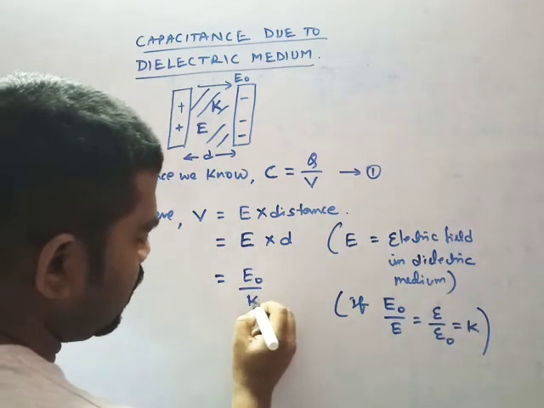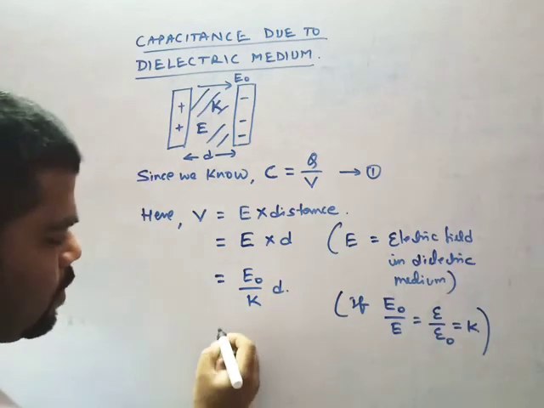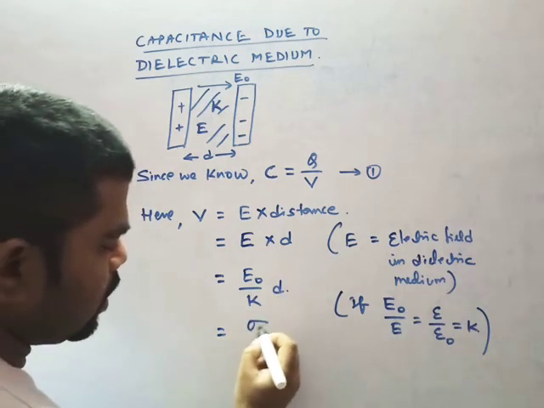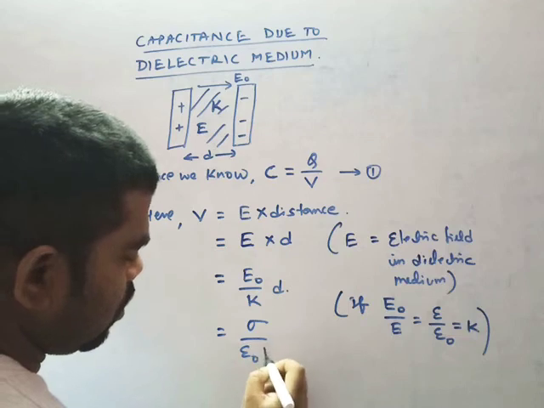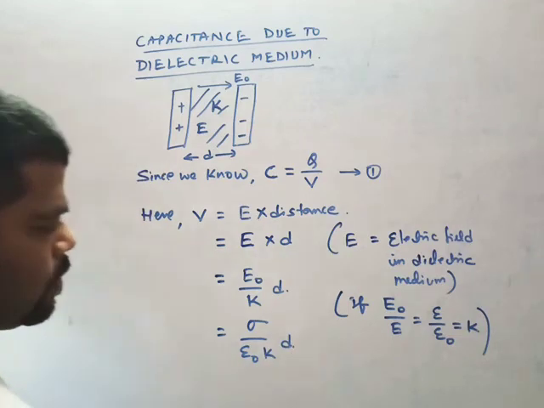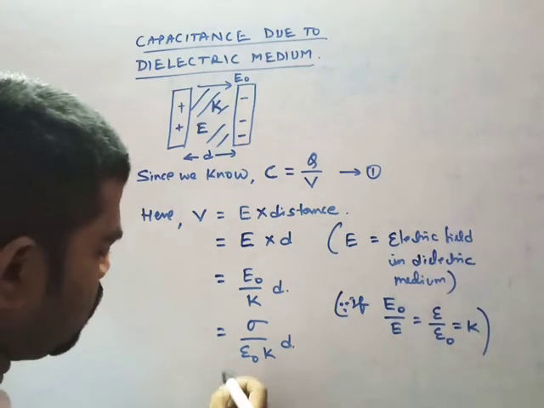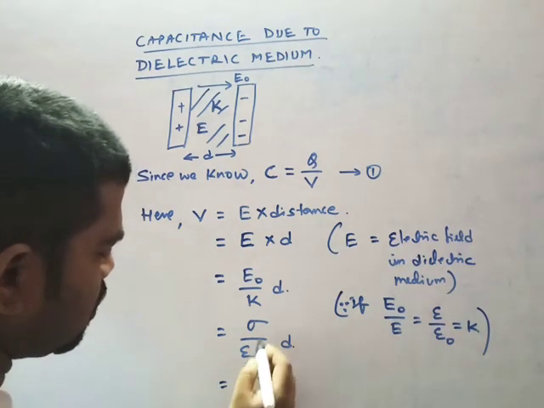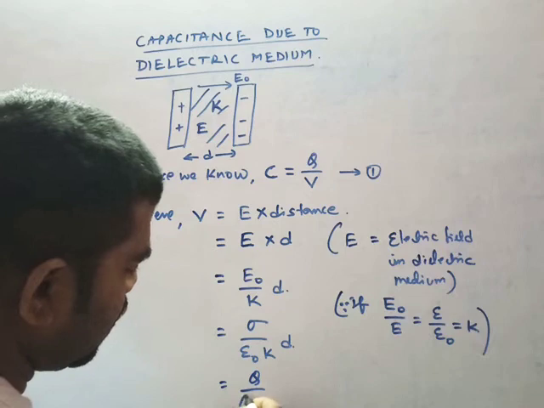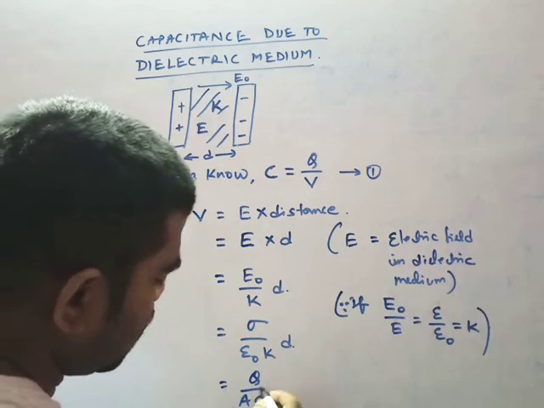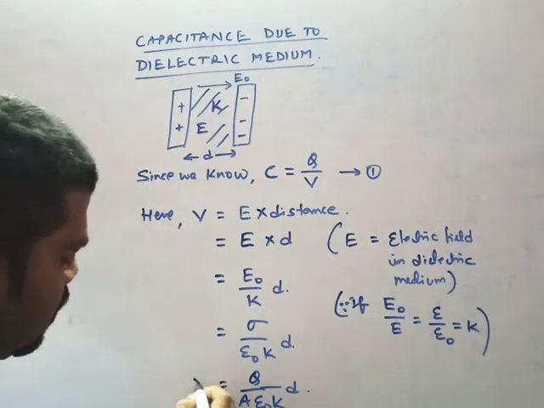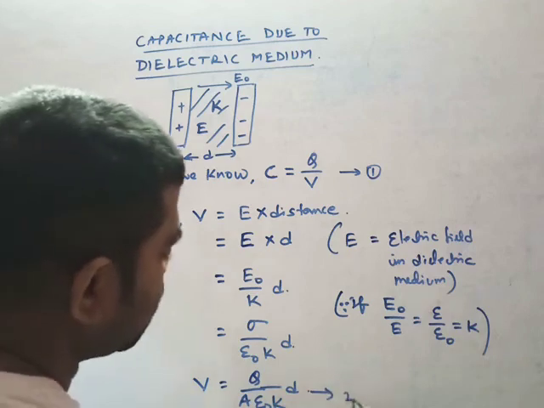So E we can write as E naught by K, into D. Where this E naught is equal to sigma by epsilon naught. This is the required term. Now sigma can be written as charge by area, and this is the second equation.